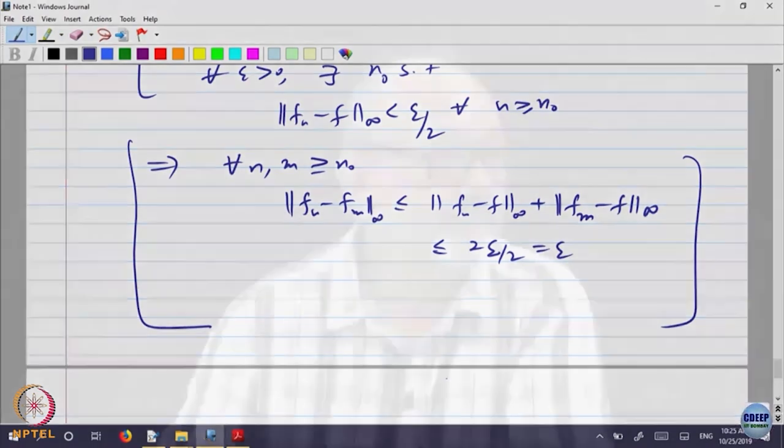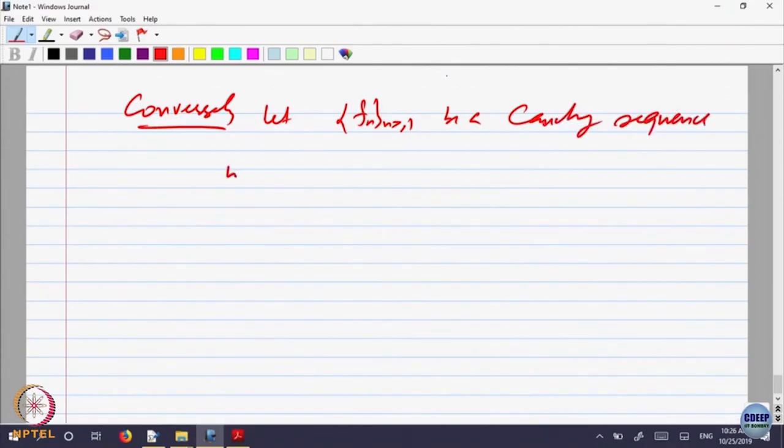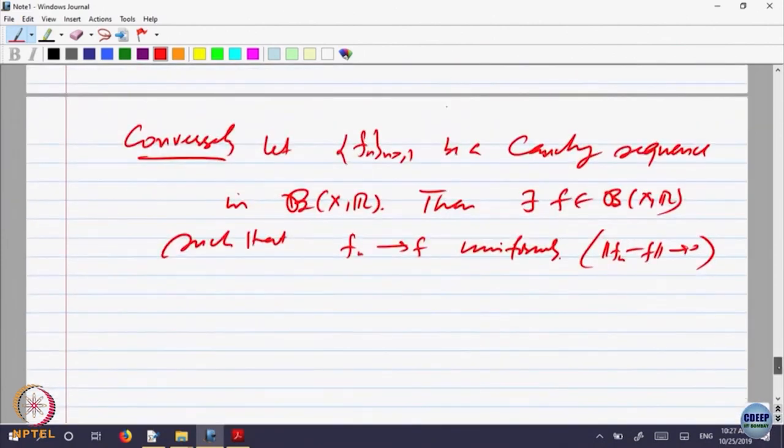Let us prove the converse. The converse is also true. So, conversely, let f_n be a Cauchy sequence in B(X, R). We want to say it is convergent. Then there exists a function f belonging to B(X, R) such that f_n converges to f uniformly. Right? That is the same as saying the norm of f_n minus f converges to 0. So, every Cauchy sequence in B(X, R) is convergent. Okay, so let us prove that.